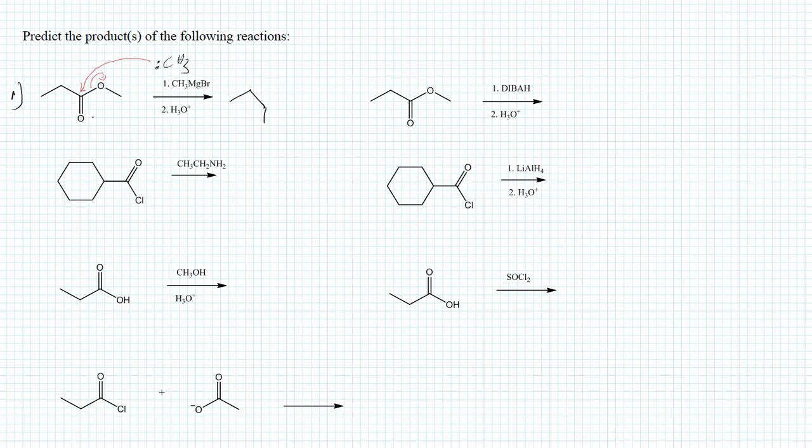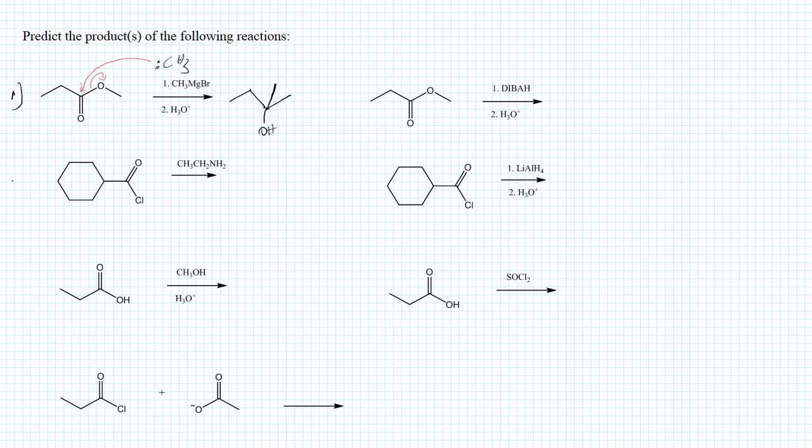So this carbonyl will be converted into an alcohol after we add the acid. Then we will have 2 methyl anions added to the carbonyl carbon. So let's just draw this one. So this is going to be the product. So basically we are going to end up with a tertiary alcohol. Let's look at the second question.